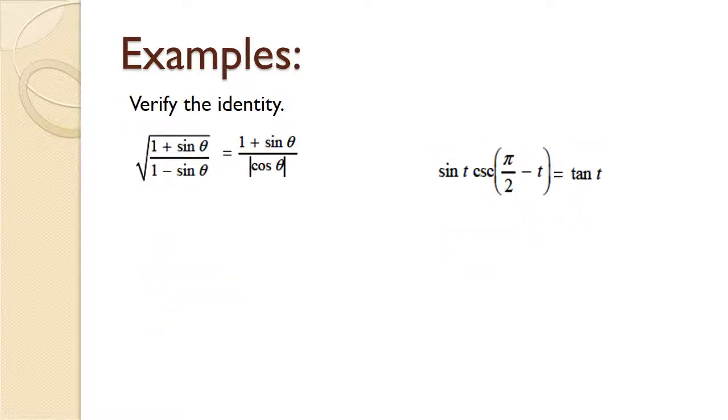A little more complicated here. What I would do in this case is, here's a little hint, multiply the top and bottom of that fraction under the square root by 1 plus sine theta. Pause the recording, give it a try, and resume to check your answer.